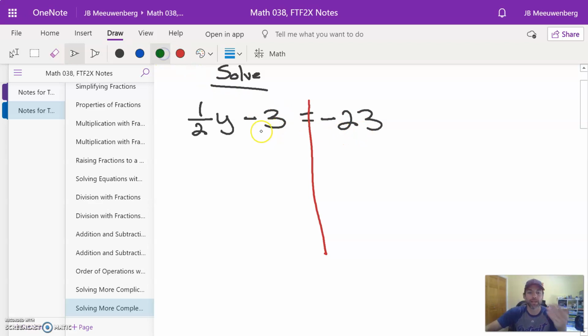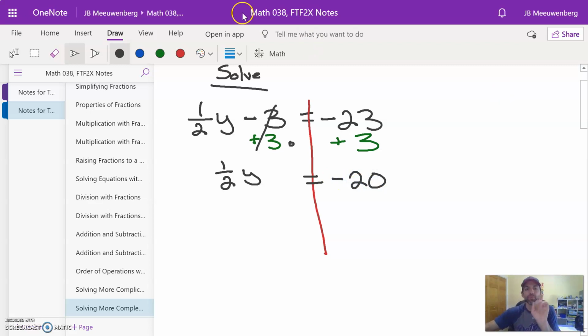So we're going to start by removing the term that's on the same side as the variable but is a constant. We're going to get this 3 out of the way. We do that by adding 3. That's no different than any other equation that we've worked with already. Then we have 1/2 y. This is now 0. 1/2 y plus 0 is just a half y equals -23 plus 3, which is -20.